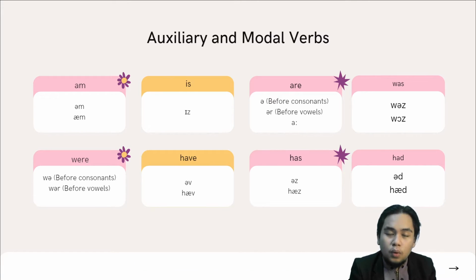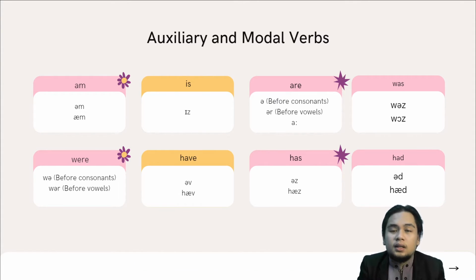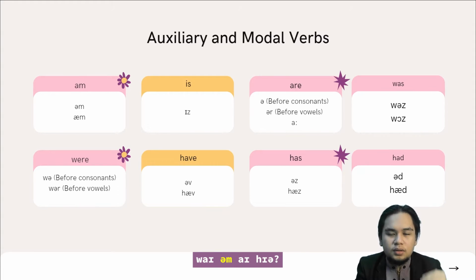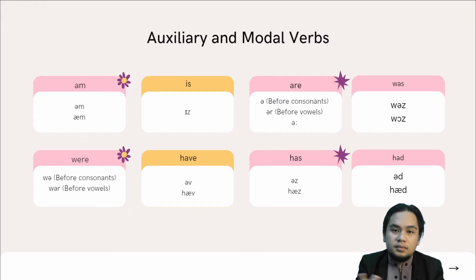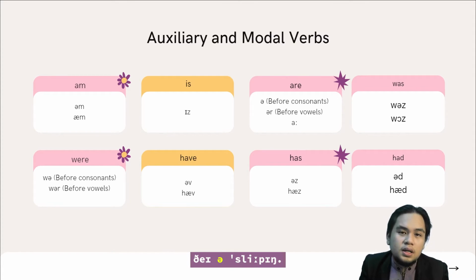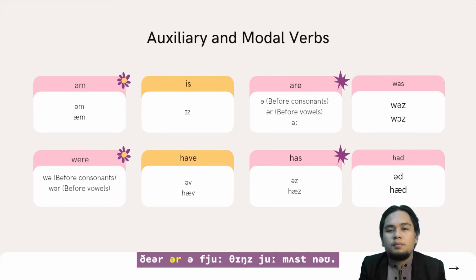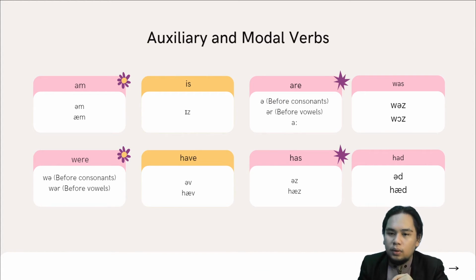For example, the first one, why am I here? When we are using it in the middle of a sentence, we are using this weak am. While when we are putting it in front of the sentence, am I here? We are using the strong am. He is struggling. Self-explanatory. They are sleeping. There are a few things you must know. Also, before consonants and before vowels, they are sleeping, there are a few things. When we are using consonants, we are using the schwa, while when we are using vowels, we usually pronounce the r. There are a few things you must know, but still in weak forms.